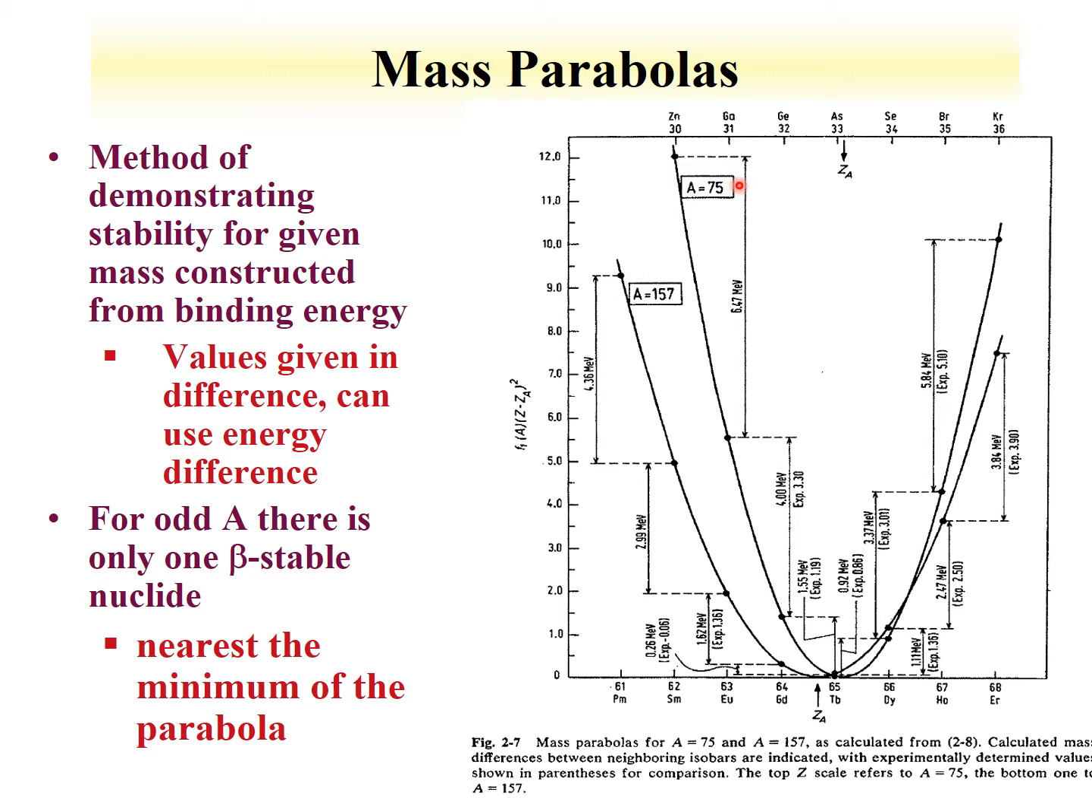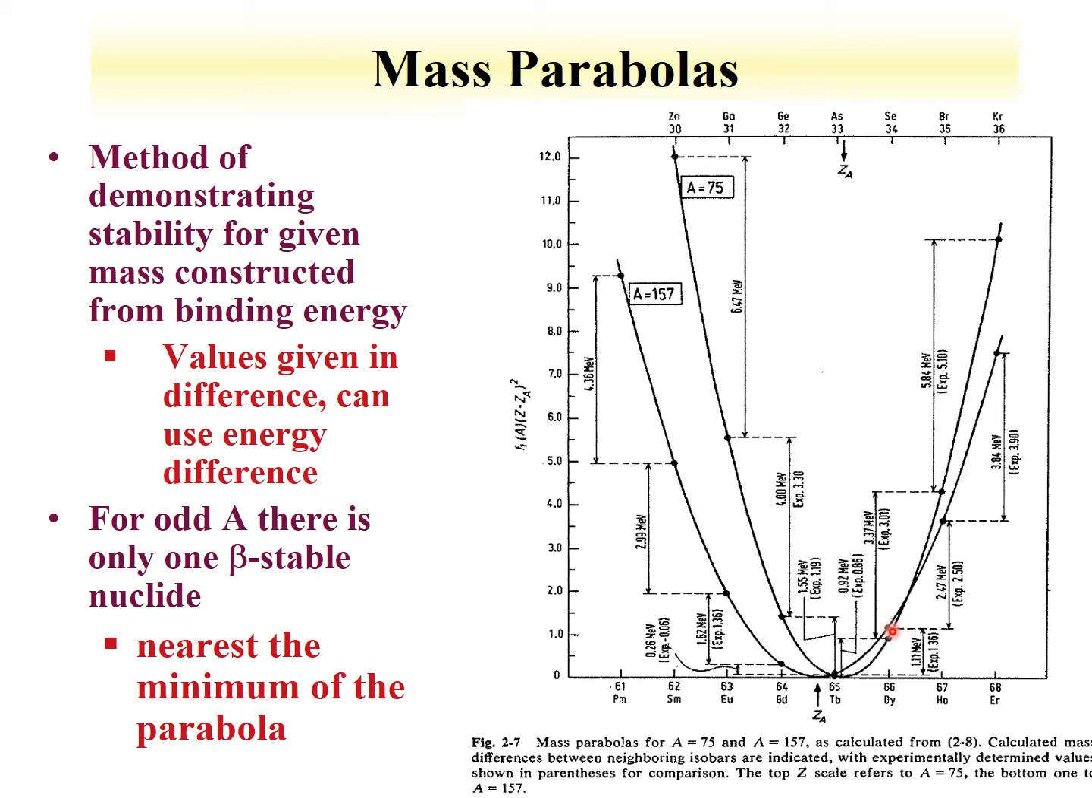So zinc 75 decaying to gallium 75 has this much energy, gallium to germanium, germanium to arsenic, and we see that there's a stability point here at arsenic. Krypton decays to bromine, bromine to selenium, and then the selenium to arsenic. If we go to the A of 157, we're looking at the lanthanides, we see similar trends.